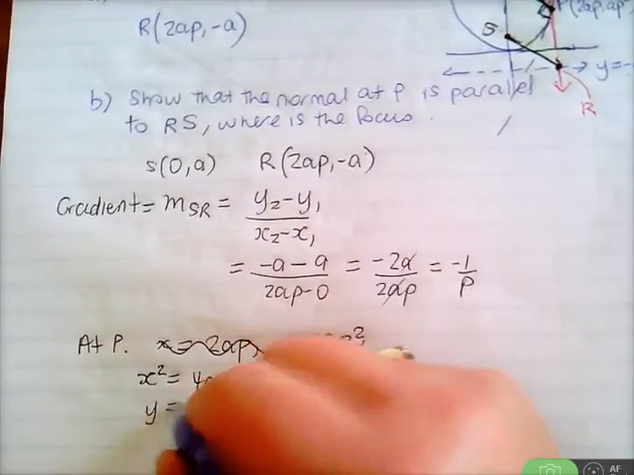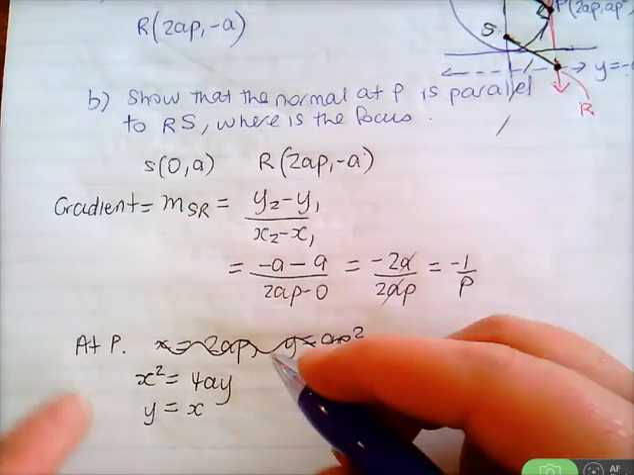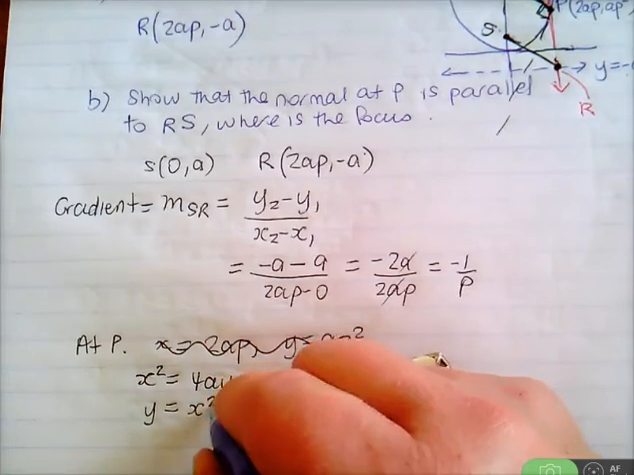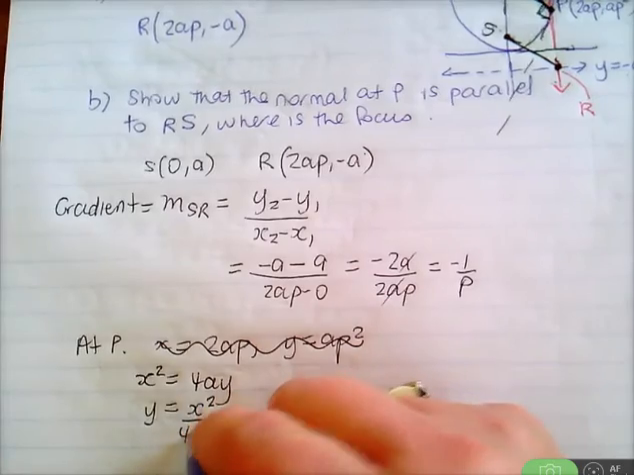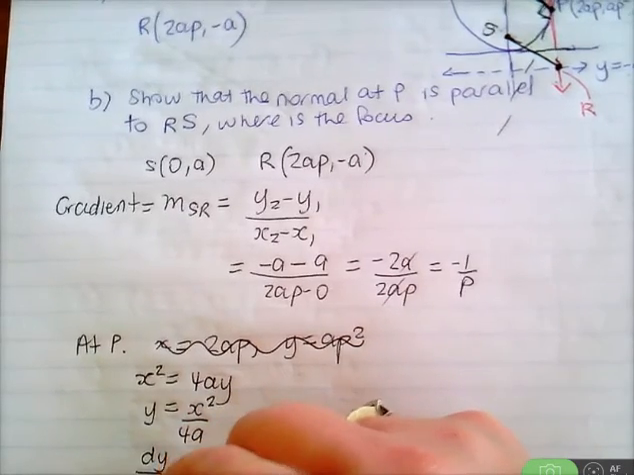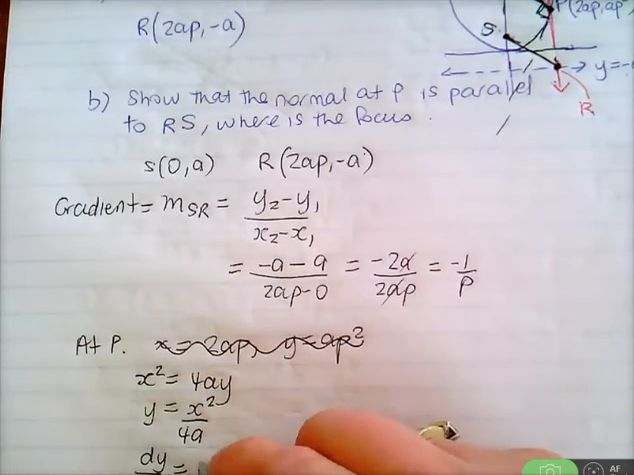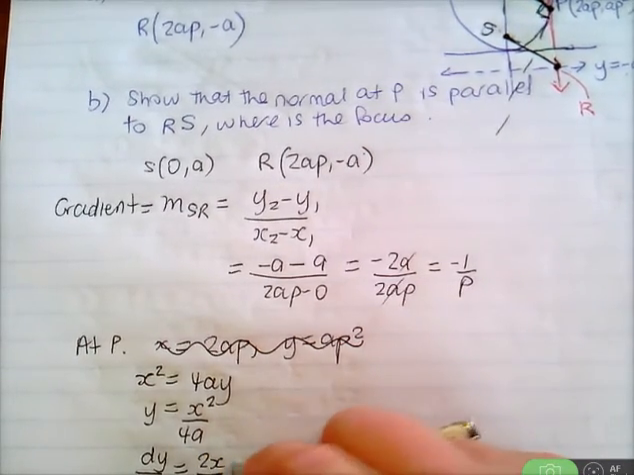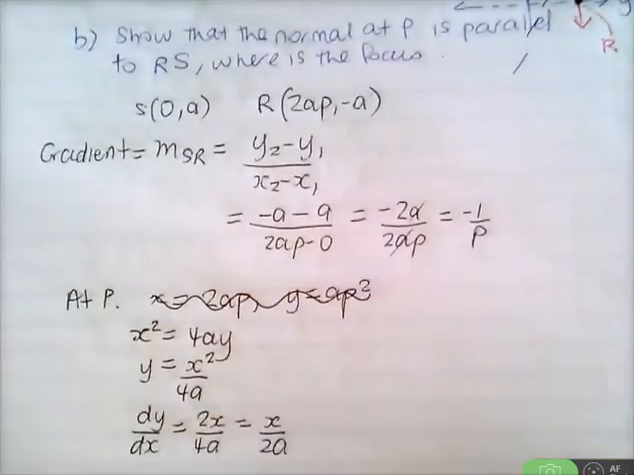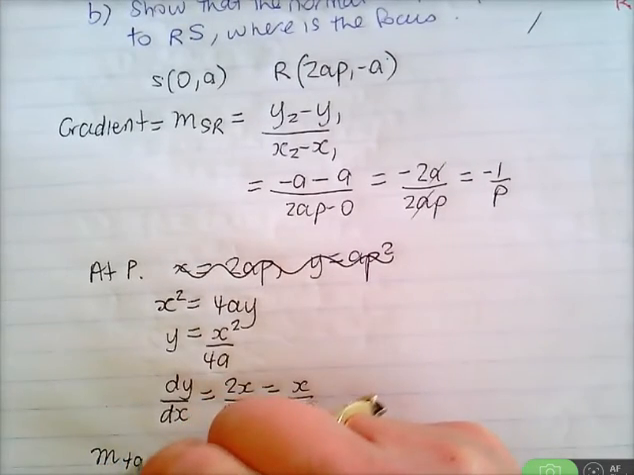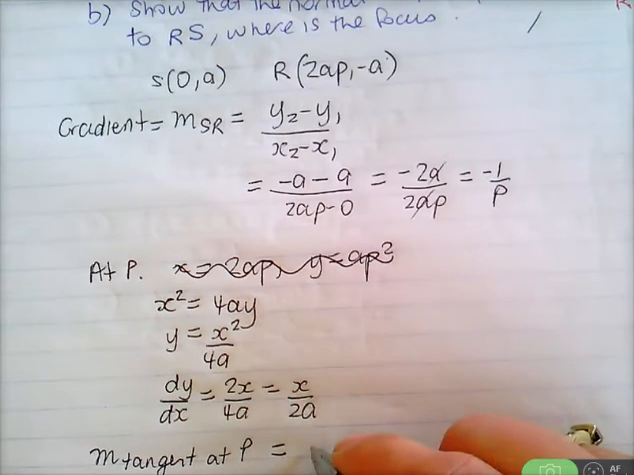So what does y equal? Girls, when they give you the equation, use it. x squared is 4ay. What have we got? y is, make y the subject, x squared on 4a. dy/dx is, this is all gradient of tangent, 2x on 4a. Remember, 4a is just a constant, which is x on 2a. So therefore, the gradient of the tangent at P is, do you know what you do?